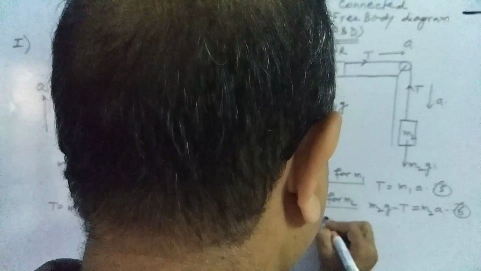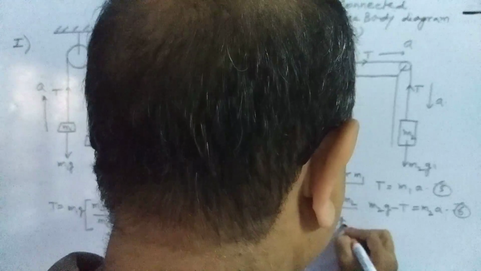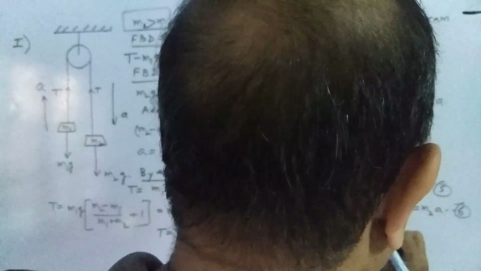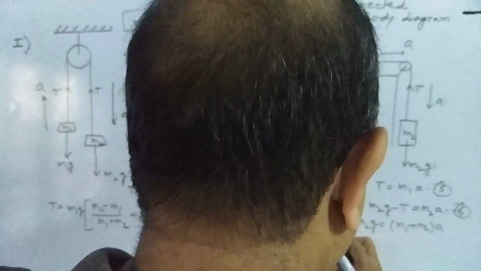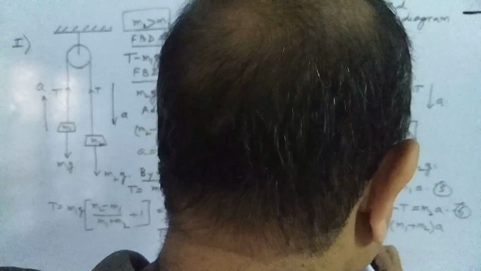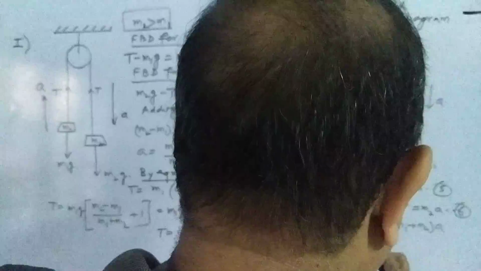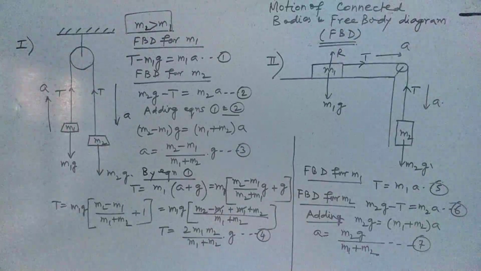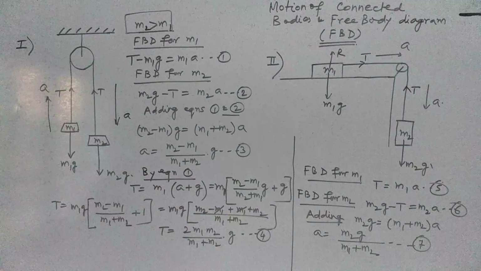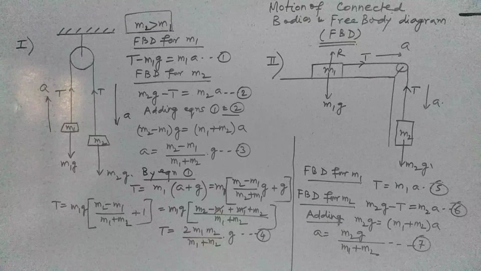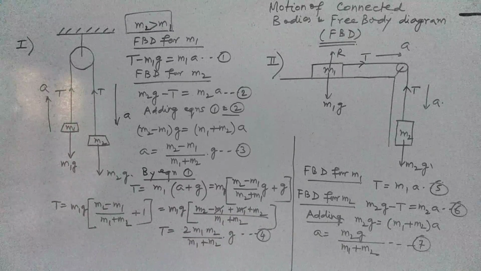Now adding these two equations, what shall we get? M2G is equal to (M1 plus M2) into A. So A should be M2G divided by (M1 plus M2). I write this as equation number 7. Look, acceleration, what are we getting? A is equal to M2 into G by (M1 plus M2). That is equation number 7.